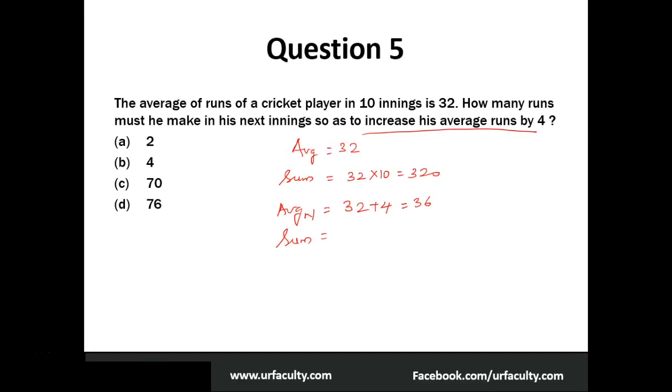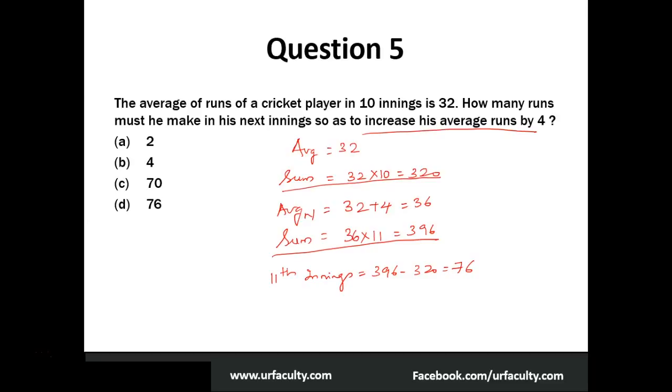Now the number of innings is going to change. So it is 36 into 11, which is 396. So how many runs must he make in the next innings? At the end of 11 innings, his total is 396. At the end of 10 innings, his total is 320. So what were the runs he scored in the 11th innings? 396 minus 320, which is 76.